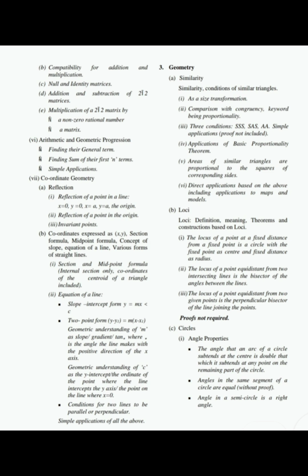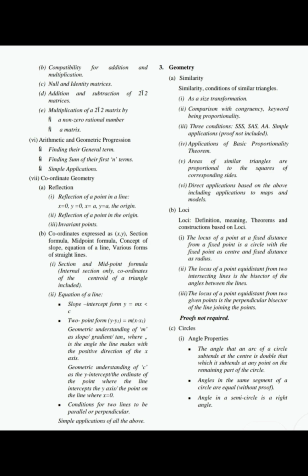Loci. Definition, meaning, theorems and construction based on loci. The locus of a point at a fixed distance from a fixed point is a circle with the fixed point as the center and the fixed distance as radius. The locus of a point equidistant from two intersecting lines is the bisector of the angles between the lines. The locus of a point equidistant from two given points is the perpendicular bisector of the line joining the points. In this also proofs are not included.